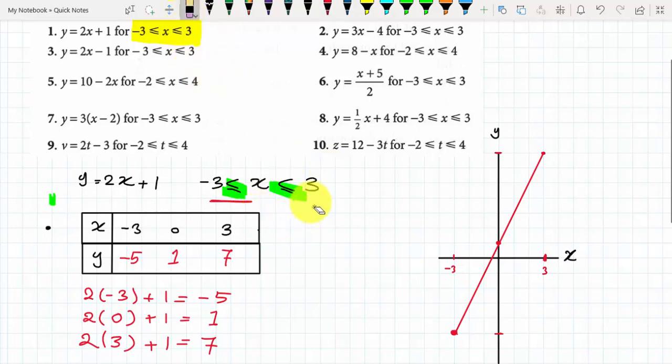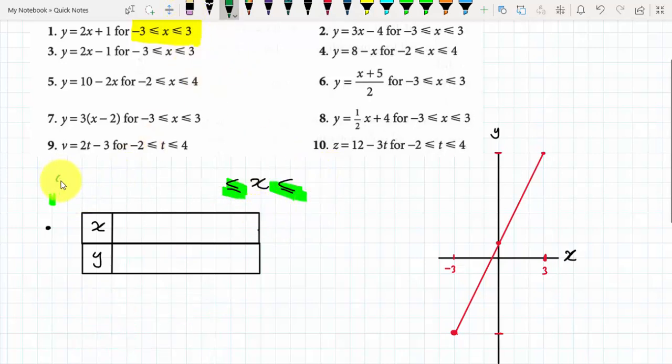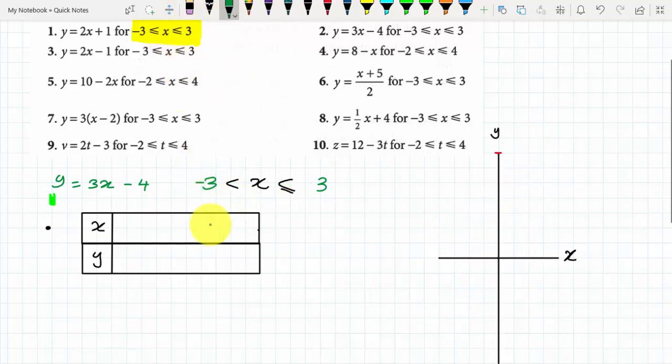Now question 2, the equation is like this: y equals 3x minus 4. Again, the interval is from -3 to 3. Then for this graph between -3 to 3, again we select 3 numbers in this interval and substitute the numbers in place of x, and work out their y's. It's fine to start with -3, which is the lower bound for this interval.